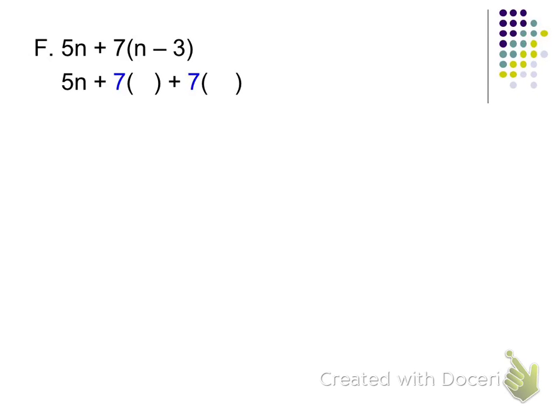That's what's being multiplied by this quantity. So the 5n in the front stays 5n. Then I'm going to do positive 7 times n and positive 7 times negative 3.